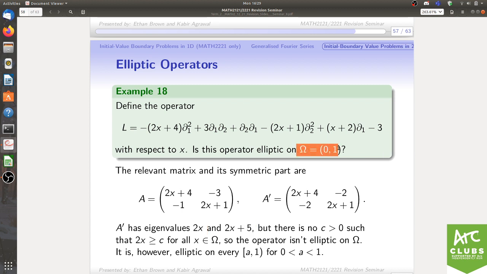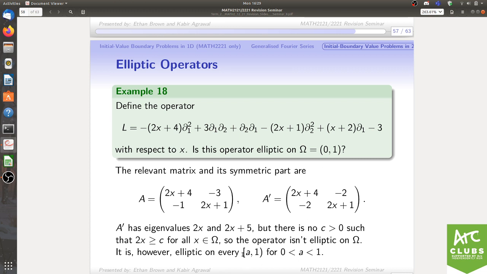Now, this interval that we're considering is 0 to 1. So our eigenvalues are 2x and 2x plus 5, but what you can observe is that as x approaches 0, 2x approaches 0. So in other words, we can't find a positive lower bound for your eigenvalue, and so the operator is not elliptic.